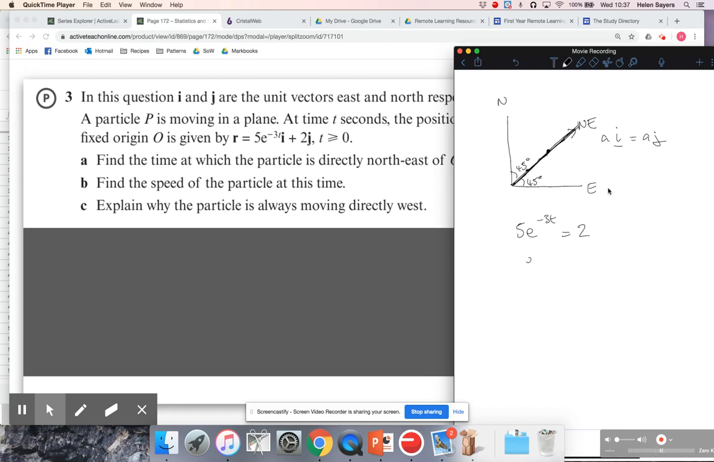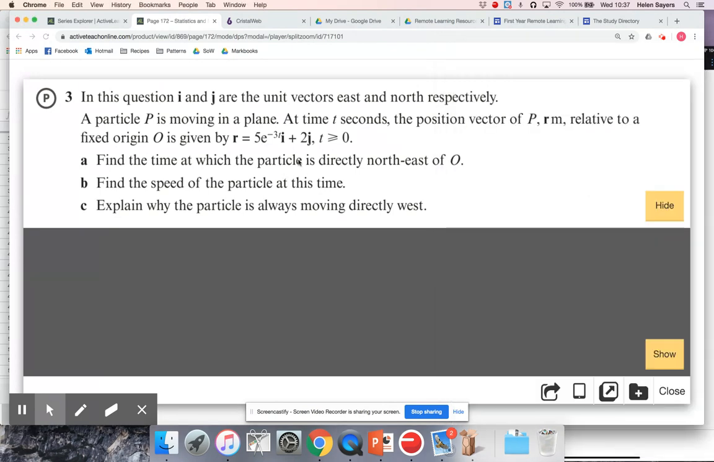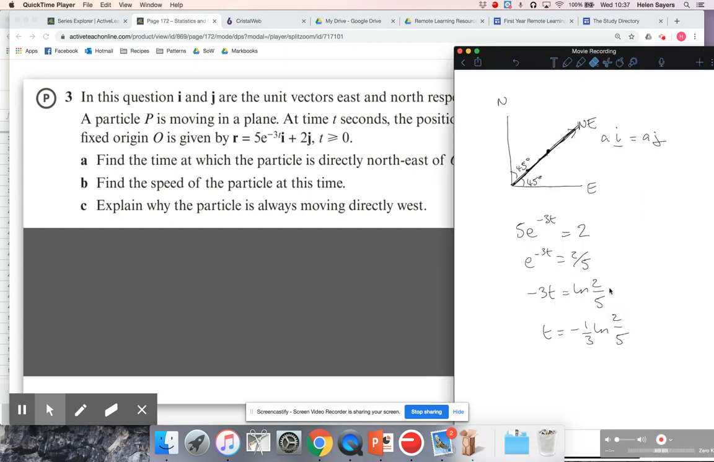So I'm going to divide through by 5. I am going to take natural logs. I'm going to divide through by minus 3. And if I check back at the question, it doesn't mention exact values or anything like that. So as soon as you want to start putting that into your calculator, that's absolutely fine. Obviously, it would not make sense if I got a negative answer here. But actually, I'm not going to get a negative answer because ln of 2/5 is negative. So I've basically got a negative times a negative.